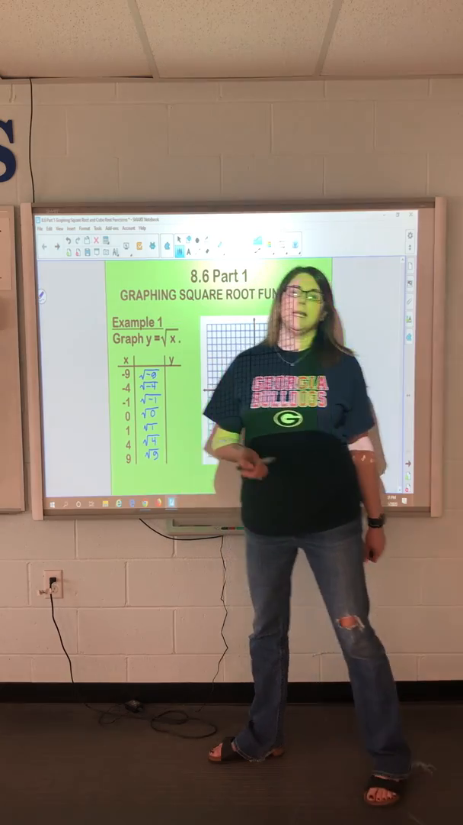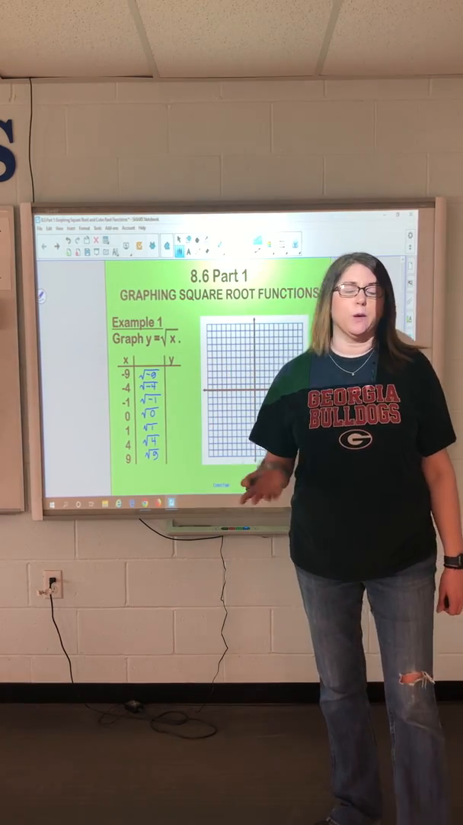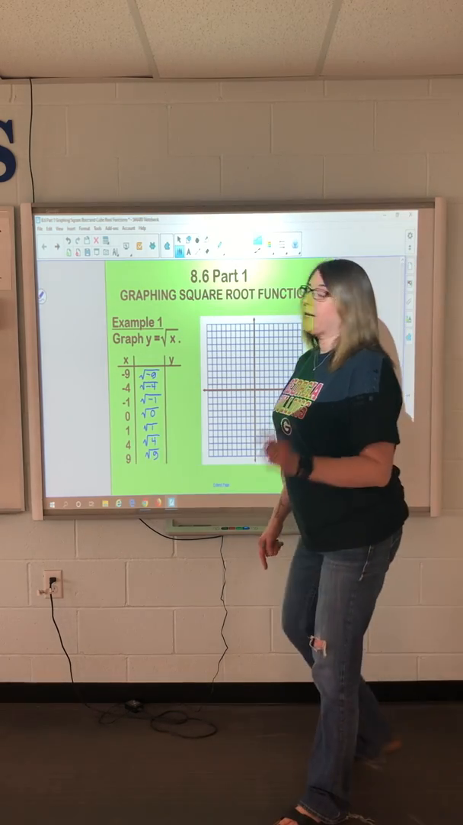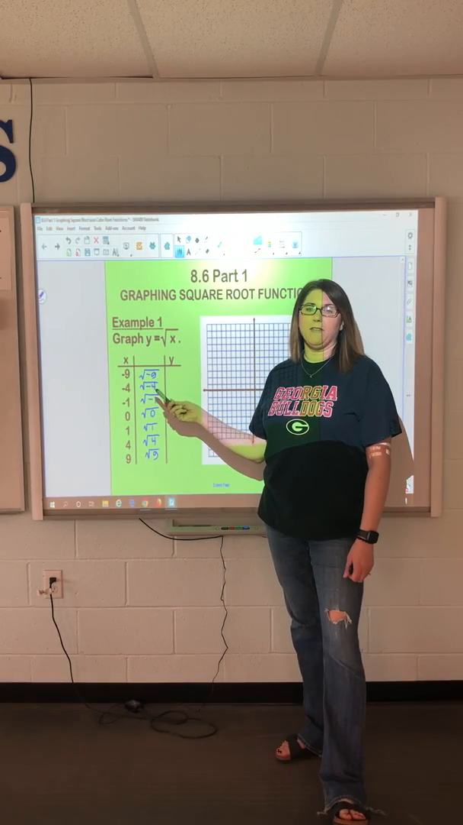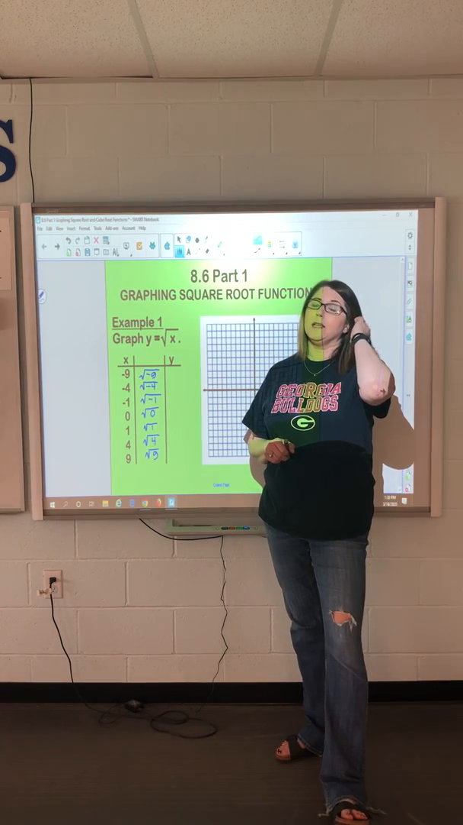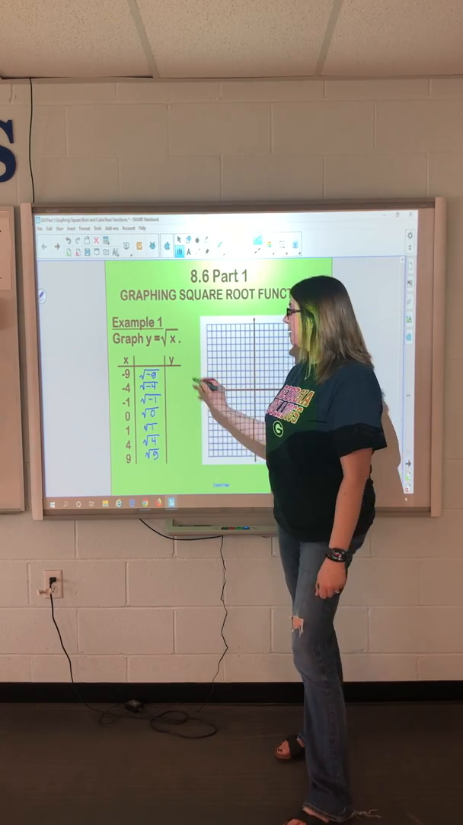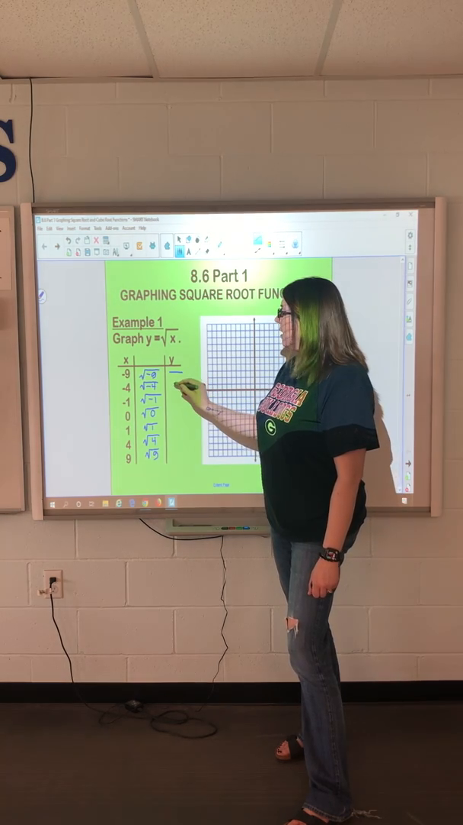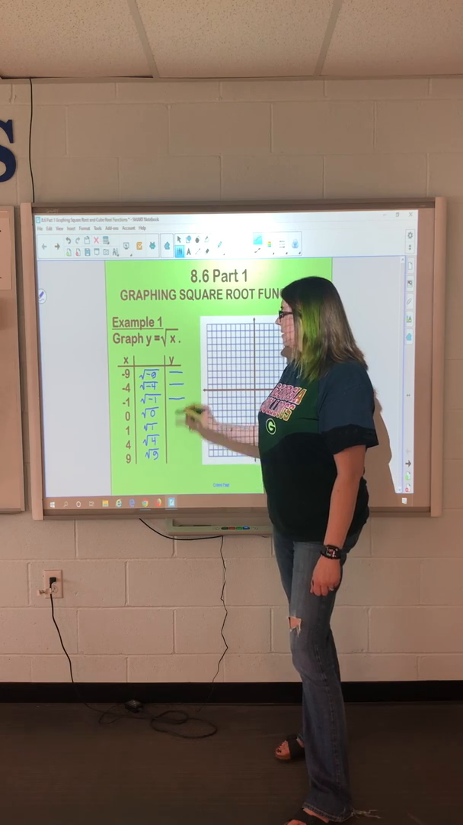Now, as you're writing this down, you might be wondering to yourself, Ms. Wingard, why did you pick -9 or -4 or whatever? That's a good question, because what happens if I have that negative number underneath a radical? That's where the imaginary numbers come out. And so technically we can't do that because we would get an imaginary answer and we can't graph that. We can't do this one and we can't do this one either.